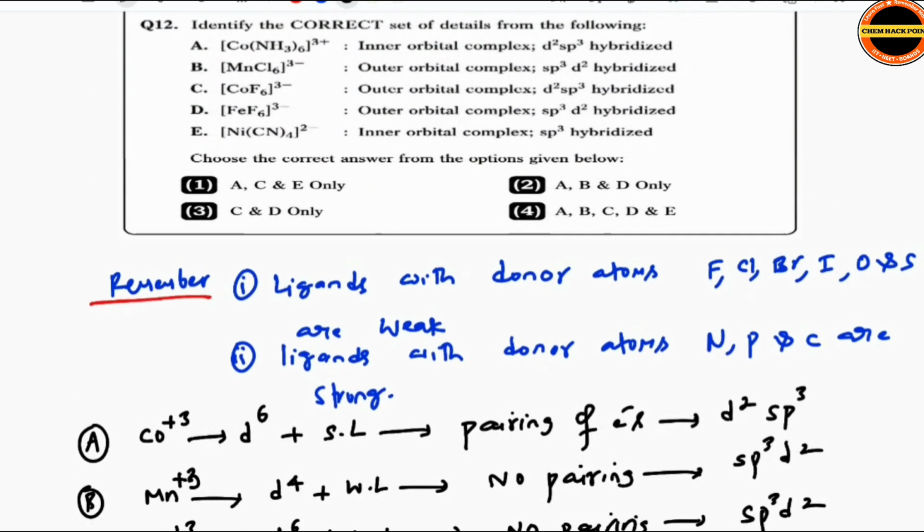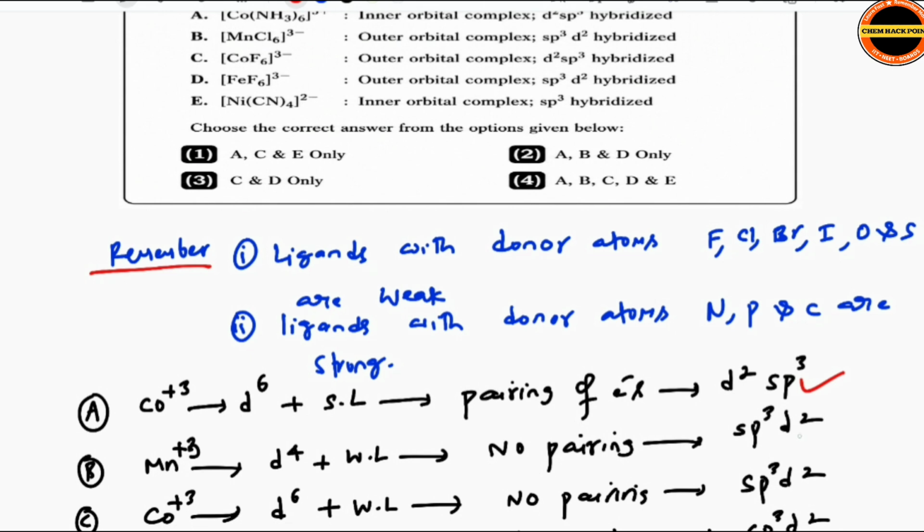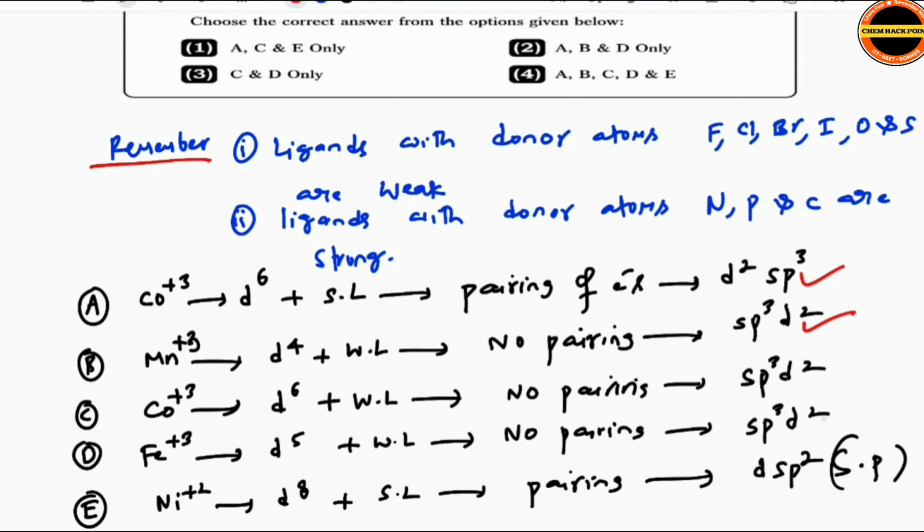Here you see, the correct statements according to the given options. Inner d complex d2sp3, first it is correct. So A is correct. Followed by outer d complex sp3d2, it is also correct, B. Then D, outer d complex sp3d2, it is also correct. So A, B, D are correct. So the answer is 2. Statements A, B, D are correct.